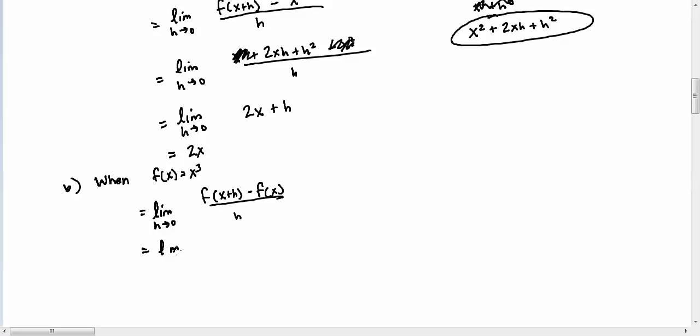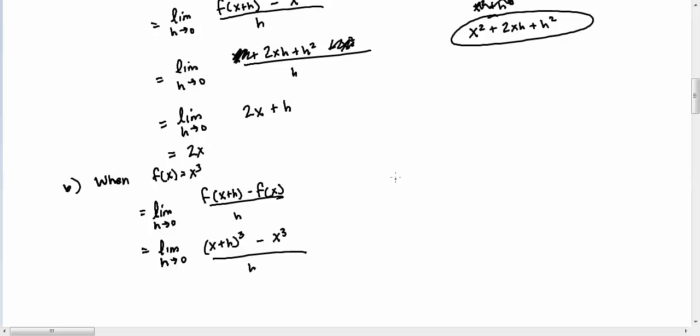Now, let's start plugging things in. This is the limit as h goes to 0 of x plus h... Well, first of all, what is f of x? It's x squared. I mean, not squared, cubed. X cubed, good. And the h is on the bottom. What is f of x plus h? It's x plus h cubed. That's what it is, right? The hard part is, what is x plus h cubed?